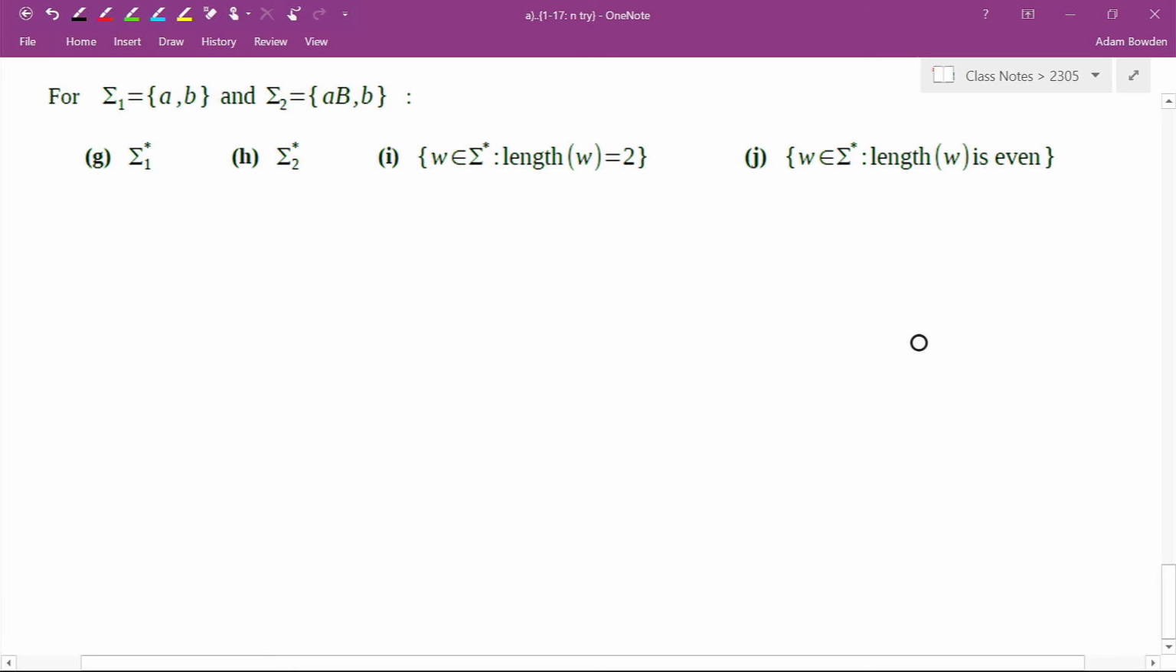To look at a few examples of alphabets and words and all this different notation involved with it, let's take a look at two different alphabet sets. We're going to make our alphabet sets fairly small. For the purposes of our example, we'll have one alphabet called sigma 1, the set containing A and B, and the other alphabet, sigma 2, containing the letters A, capital B, and B.